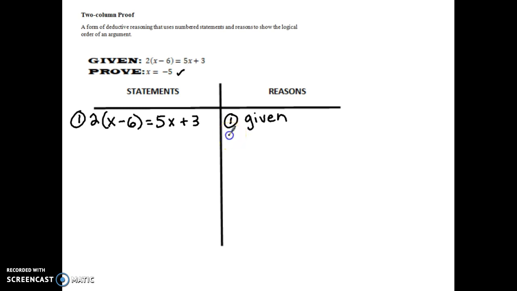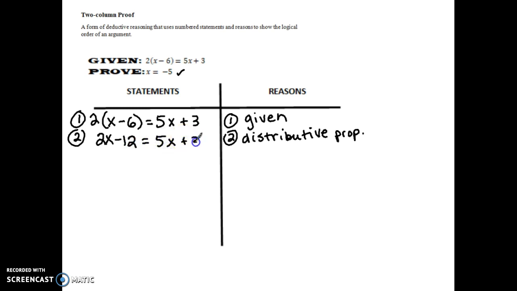Okay, good. So remember our reasons. You guys are kind of calling out those reasons. We're using the distributive property. And when we do that, we're distributing the multiplication to both x and -6. So I get 2x minus 12 equals 5x plus 3.